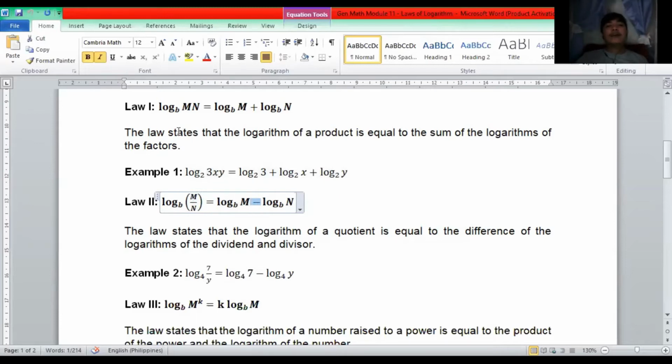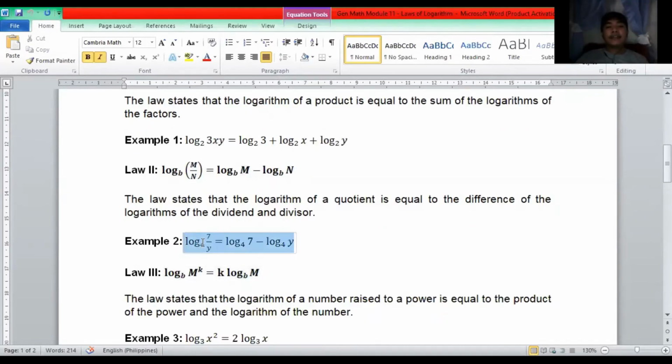So pag quotient rule, kung kanina sa product rule plus sign ang katandem, sa quotient rule ang katandem niya is the minus sign. As you can see, meron nakalagay dito, the logarithm of a quotient is equal to the difference of the logarithm. So pag sinabi natin difference, it is the answer of subtraction. So meaning, gagamitin natin ay yung sign or yung symbol na ginagamit natin for subtraction, which is the minus sign. So after getting the logarithm of the numerator minus the logarithm of the denominator, log b n. So in order for us to understand it clearly, let's have this example.